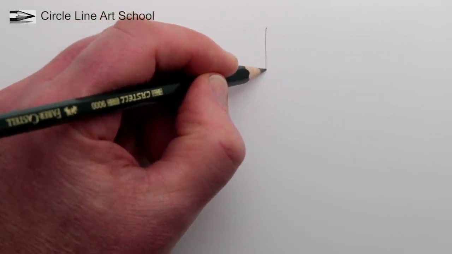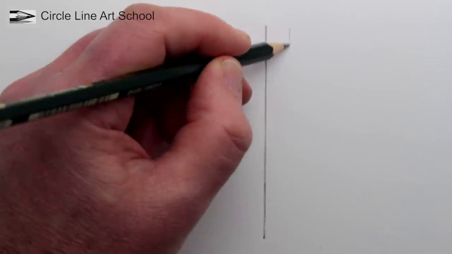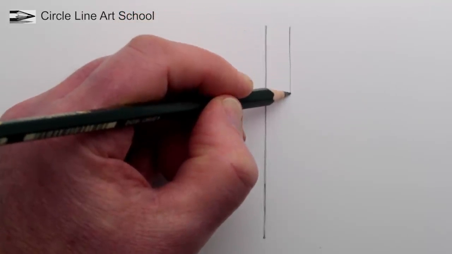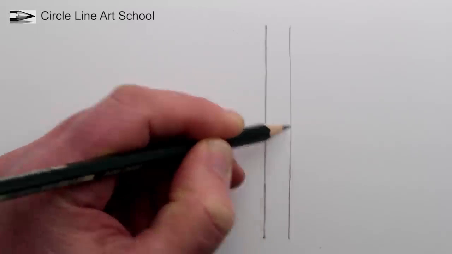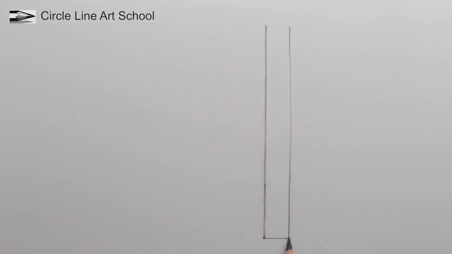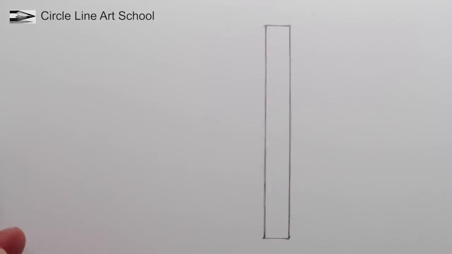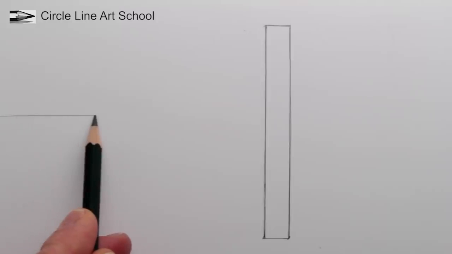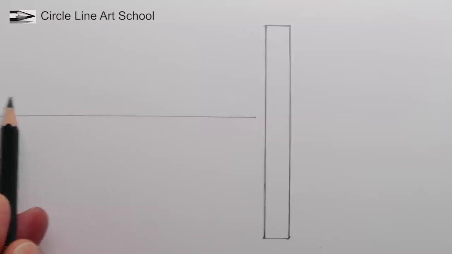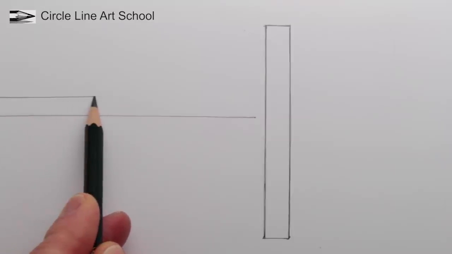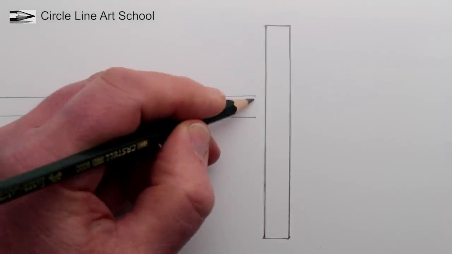The first step is to draw a thin vertical rectangle just right of the center of your page. Next, draw a thin horizontal rectangle on the left. Make sure this new horizontal rectangle does not touch the first vertical rectangle. We need a little bit of space between them. For this drawing, you could use a ruler or just draw the lines by eye.